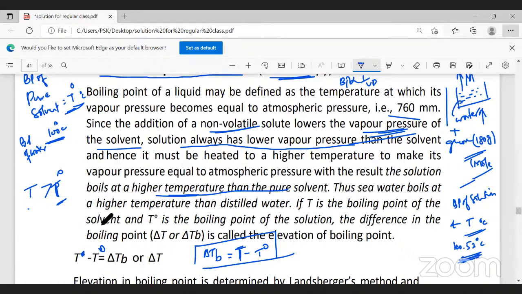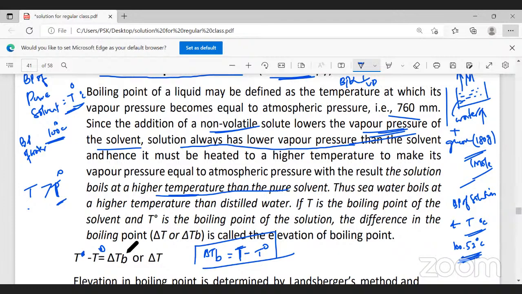This elevation in boiling point is also a colligative property, a property of a solution which depends on the number of solute particles. So when you add glucose to water, the number of solute particles increases. Since the number of solute particles increases, the boiling point also increases.